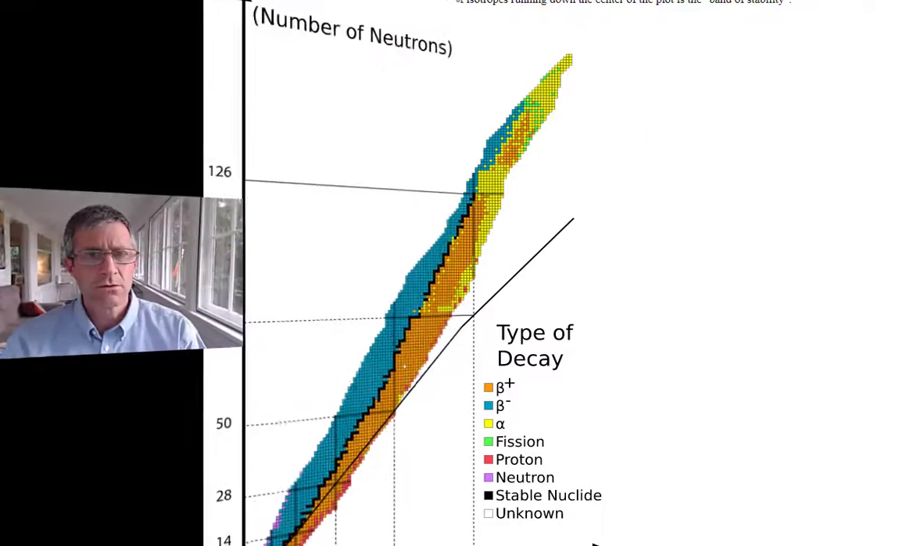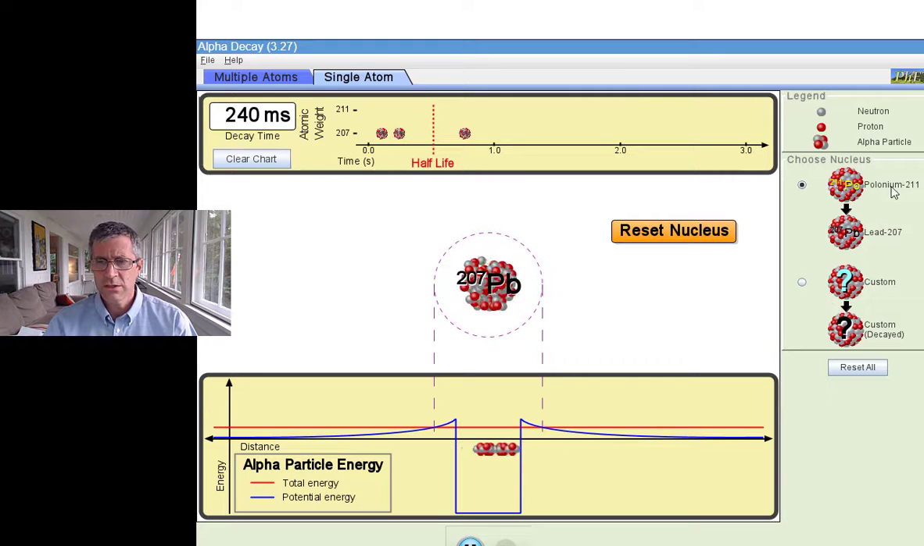And so this is what we're going to be doing over the next period of time: taking things such as this polonium-211 and figuring out what happens when it decays and turns into essentially another element and a radioactive particle.